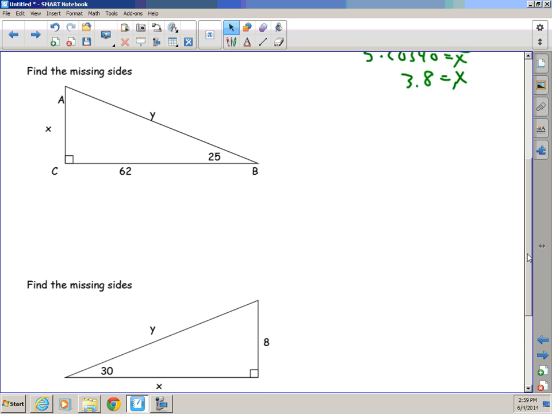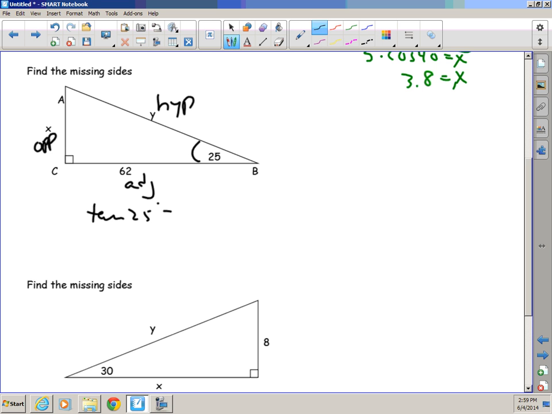Well, all you're doing is ignoring one side when you try to find the other. You're always starting at 25. This is adjacent. This is opposite. This is hypotenuse. You've got to use the 62. You can't have two variables. So let's find x first. Tan of 25 is equal to x over 62. You cross multiply, and you find that x is 28.9.